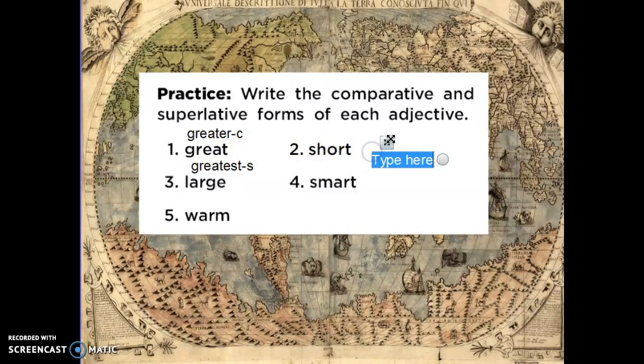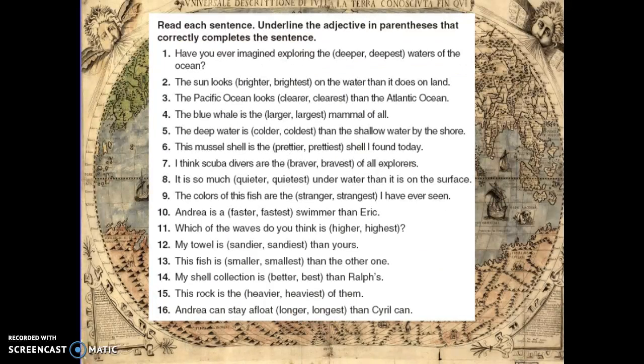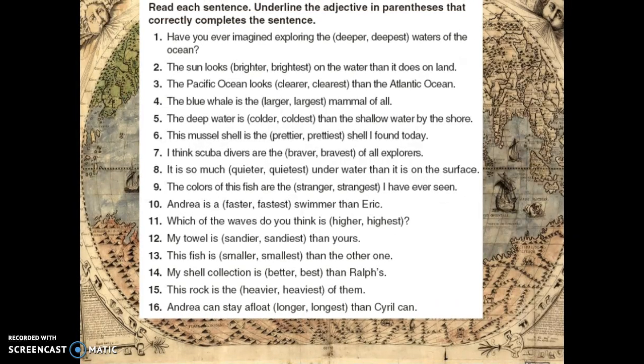Superlative. In short, short would become shorter in its comparative form when we compare two things. And it would become shortest if we're comparing more than two things. Okay? So in your grammar practice today, you are going to be underlining the adjective in parentheses that correctly completes the sentence. So you need to figure out, is this comparing two things or is it comparing more than two things? And that'll help you figure out which one you need to underline.